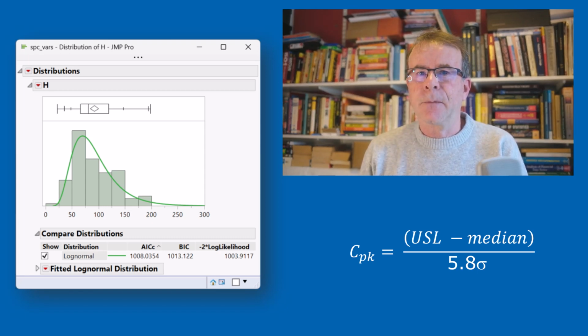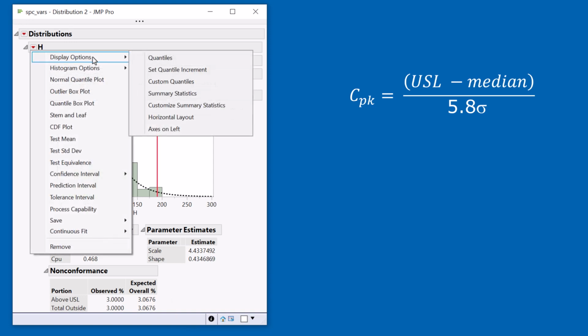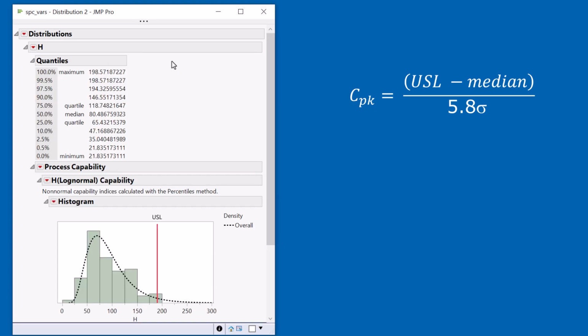But let me just confirm that calculation by coming back to JMP. So for these data, the specification is 190, the median is 80, and we have a standard deviation of 39. So I plug the numbers in, I get a value of 0.486. Now that looks like a typographical error, as we want 0.468.